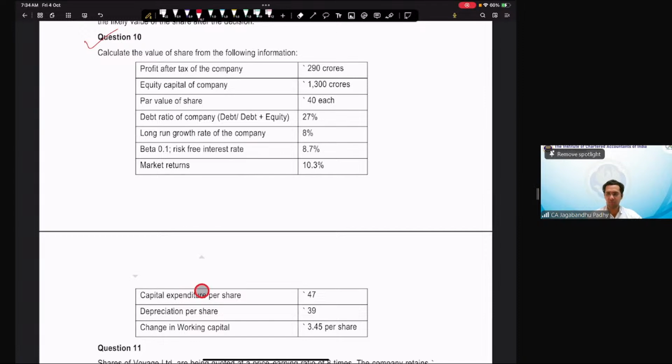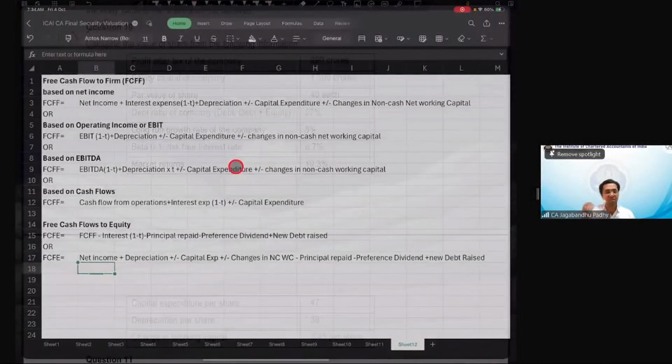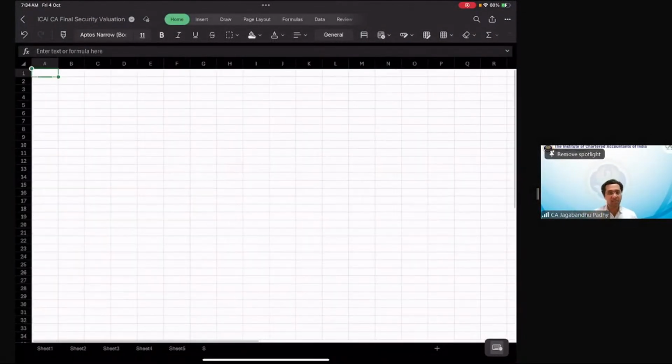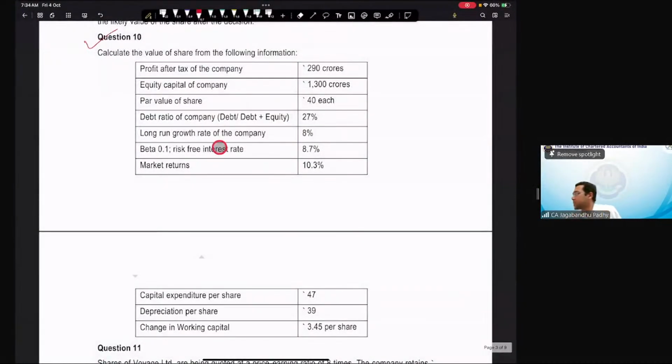Right now, instead of capital expenditure, we'll say capex, because that's a generally accepted term in the industry also. Then depreciation per share is 39 and changes in working capital is also 3.45 per share. So they've given all the numbers on a per share basis, right? And we have to calculate the value of the share. So for the value of the share, we need to compute the free cash flow for equity on a per share basis. So let's first try to get the number of shares, because we have the equity capital of 1300 crores, but then the number of shares also matters.